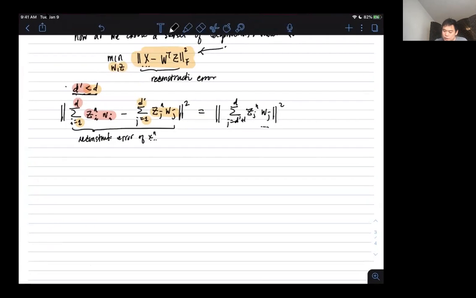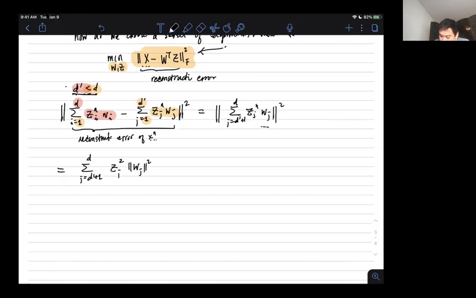And then the interesting thing you notice is, hold on, what is going on here? What this just means is that we are removing all the parts that were overlapping between the first summation and the second summation. Okay, so far so good. And then the interesting thing happens. This one can be rewritten as the sum over j from D prime plus 1 to D of Z_j, the jth dimension of the code vector squared, times the norm of the jth eigenvector.